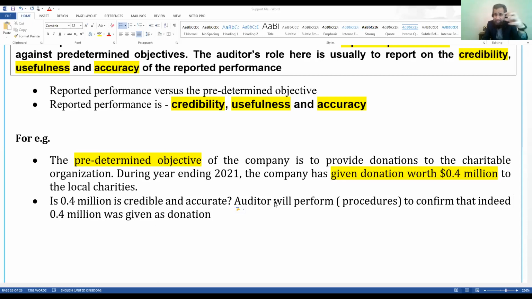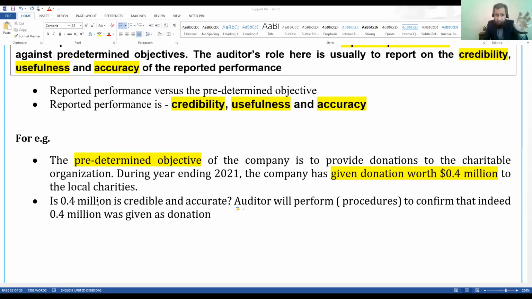So management is claiming we have given 0.4. Is the management claim right or wrong? Very good, Hamza. Is the management claim right or wrong? So how would you confirm the management claim? By performing procedures to confirm that indeed 0.4 million was given as donations. So you might confirm the donation slips. When you give charity to a local organization, you get a slip, right? Donation slip. Or you might confirm the outflow from the cash book, because you must have given a cash donation. You might look at the bank transfer, or you might look at the cash books to confirm donation was indeed given, right? So is everyone becoming clear?